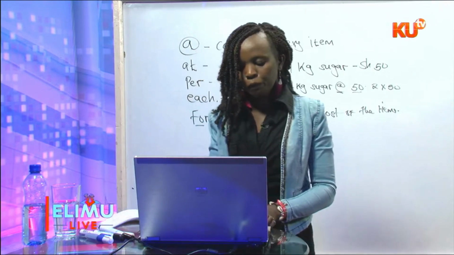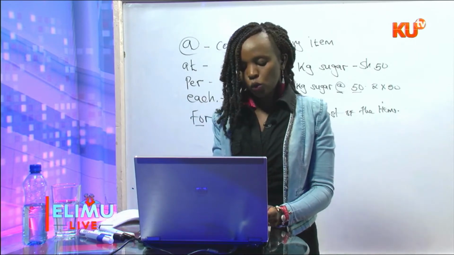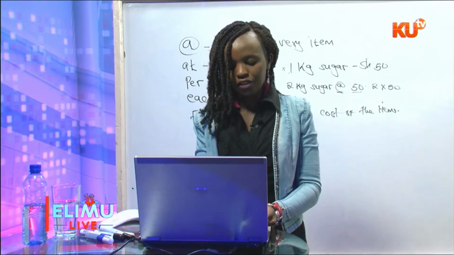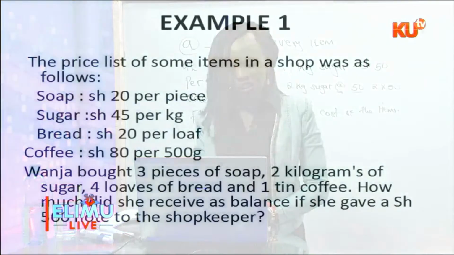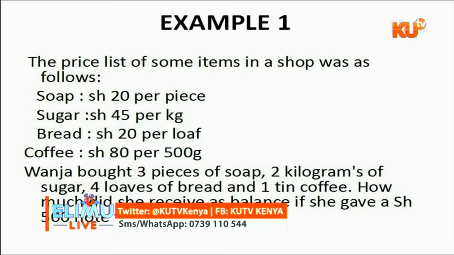Example number 1, the price list of some items in a shop was as follows: soap, 20 shillings per piece; sugar, 45 shillings per kg; bread, 20 shillings per loaf; coffee, 80 shillings per 500 grams. And then we're told that Wanja bought 3 pieces of soap, 2 kg of sugar, 4 loaves of bread, 1 tin of coffee. How much did she receive as balance if she gave a 500 shillings note to the shopkeeper? So we have that question with us there.